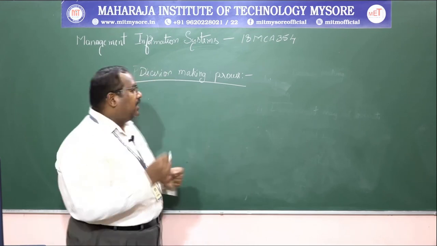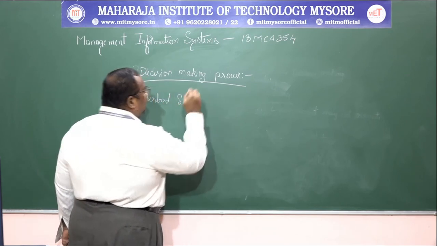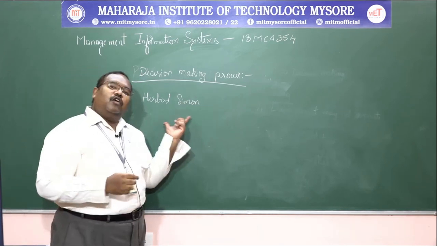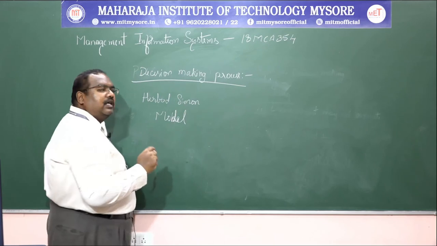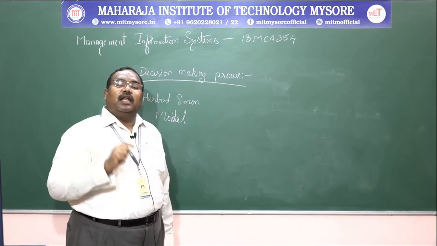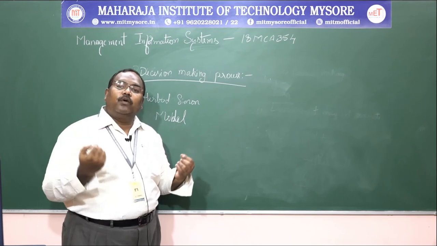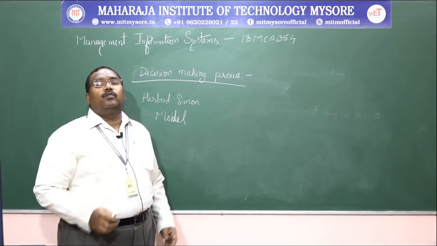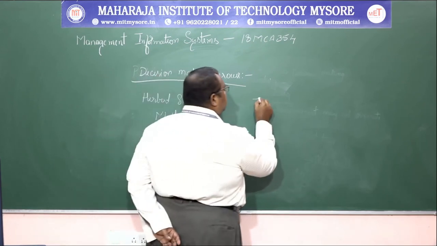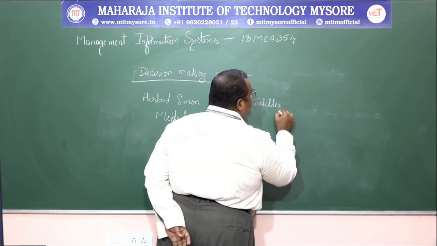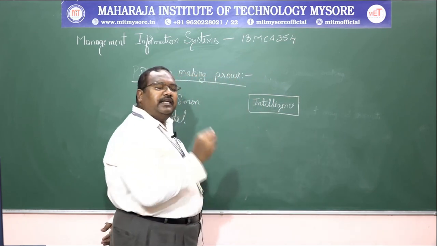To explain this, again, Professor Herbert Simon proposed a model. It is also called the decision-making process of the Herbert Simon model. In some textbooks, like W.S. Jawadekar, the explanation is given with respect to the Herbert Simon model itself. The model we are about to see is the most popularized model of Herbert Simon with respect to decision making. Let us see the diagram. The first is intelligence. And the second step is design.